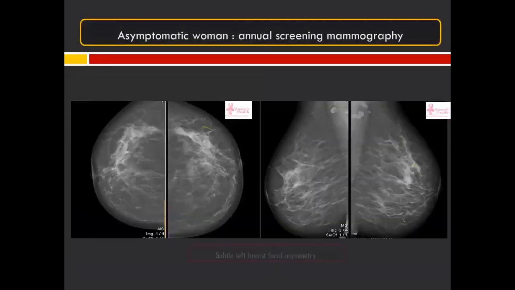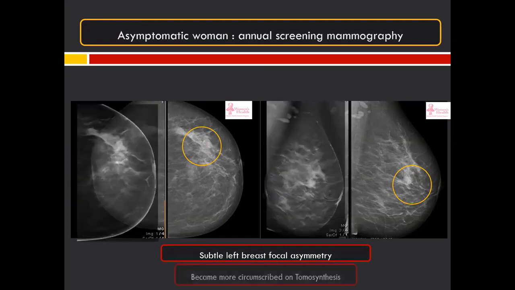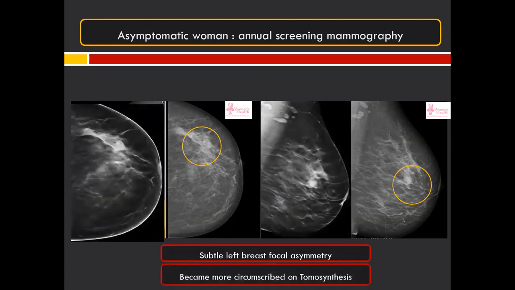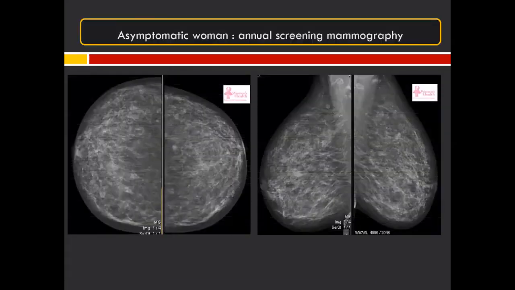This is another case. She had a subtle left breast focal asymmetry, which was difficult to characterize based on the mammography alone. We did tomosynthesis on recall, and this was how it appeared on the tomosynthesis, and this is how the lesion appeared on the ABUS, and the ABUS actually confirmed the benign nature of this lesion, which was a small fibroadenoma.